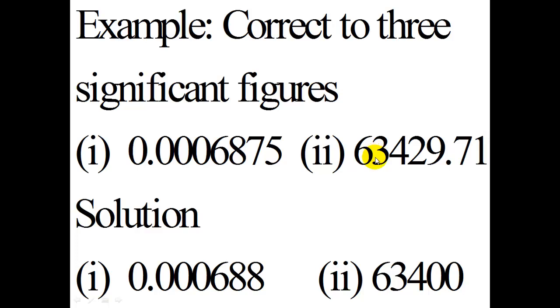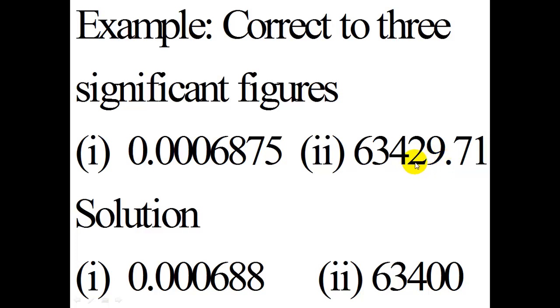Now II, 63429.71. We have to correct this to 3 significant figures. And so we start to count from the number 6. 1, 2, 3. The counting ends at 4. And the next number is 2. And because 2 is less than 5, we don't consider the number 2. And so we have 6, 3, 4, 0, 0.